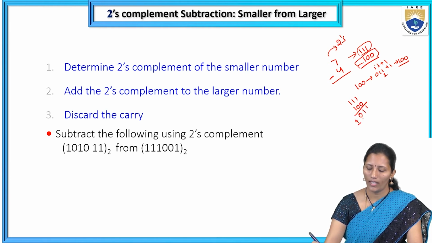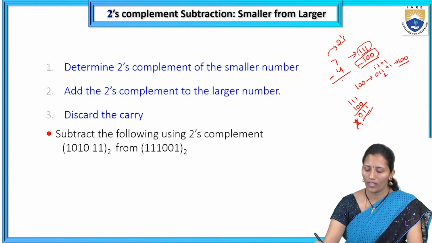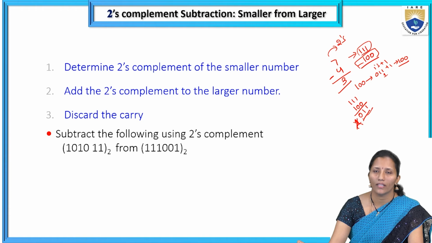Okay, discard the carry. We have the carry here, 1. In 1's complement, we add this carry to the LSB. In 2's complement, we have to discard this carry and write down this number. 0, 1, 1 is 3. We got the answer 3.